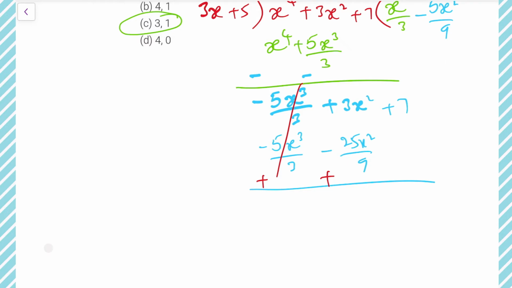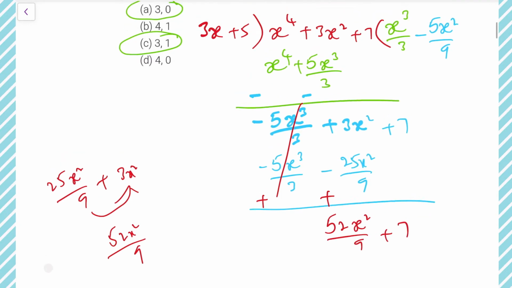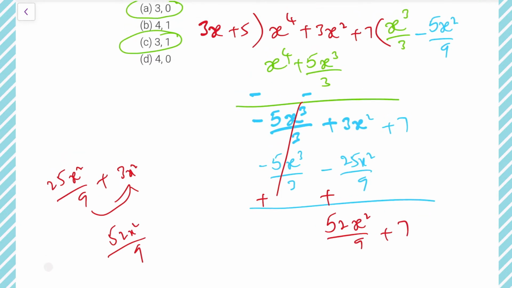So what will be the answer? 25x square by 9 plus 3x square. 9 3s are 27, 27 plus 25 is 52, so 52x square divided by 9. So it will be 52x square divided by 9 plus 7. Now we need to multiply 3x by which number so that we get 52x square divided by 9 as the answer.